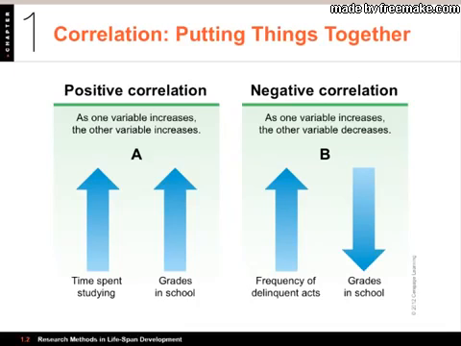So time spent studying has a positive association with grades in school. Delinquent acts have a negative association with grades in school. Now, there are some huge advantages of correlational research, and mostly you're able to get a lot of data really quickly. In fact, you're able to get data from public records, from standardized tests, and you can get data from millions or hundreds of millions of people all at once. And that's a beautiful thing.